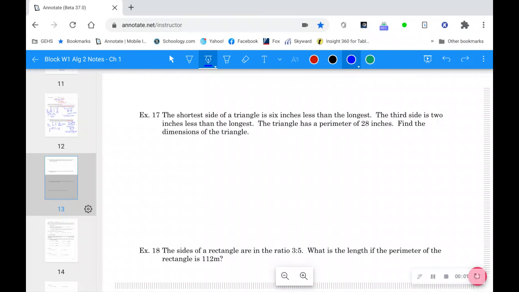Okay, this is the final page for the 1.3 notes. This is page 4 of 4. And in this one, we have a triangle. So let me draw a picture, kind of a generic looking triangle.